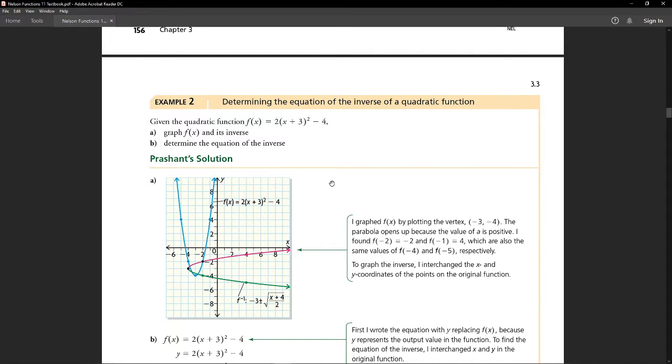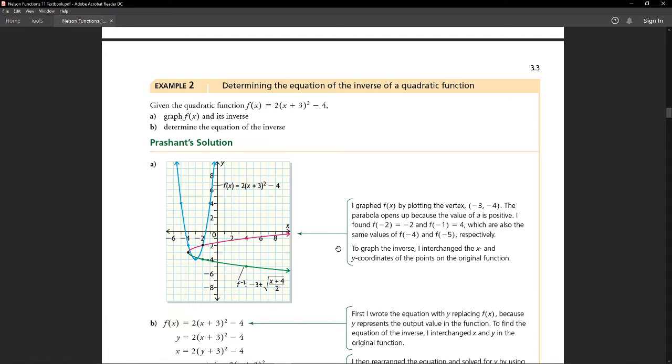Determining the equation of the inverse of a quadratic function. Okay, so I think this is where they're just going to tell us that the x and the y's get swapped. Whoops, let me mute that.